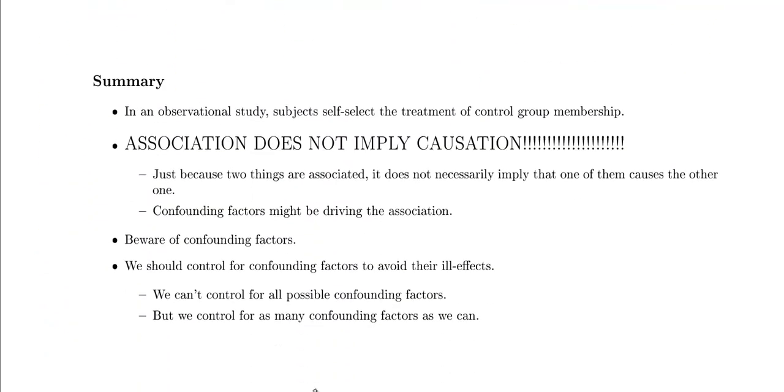In summary, in an observational study, subjects self-select the treatment or control group. And association does not imply causation. Just because two things are associated, it doesn't necessarily imply that one of them causes the other one. Confounding factors might be driving the actual association that you're seeing. So beware of confounding factors, and we should control for confounding factors to avoid their ill effects. But we can't control for all possible confounding factors, but we are going to control for as many as we possibly can.